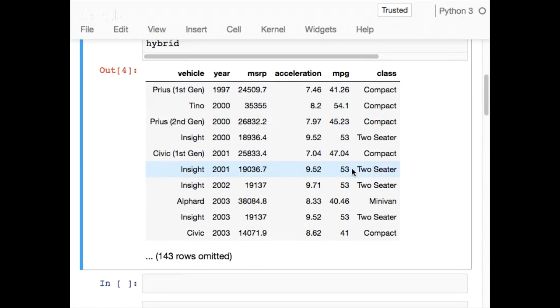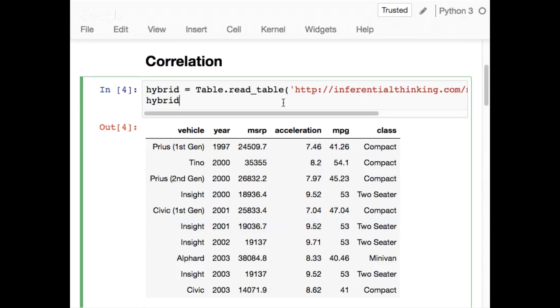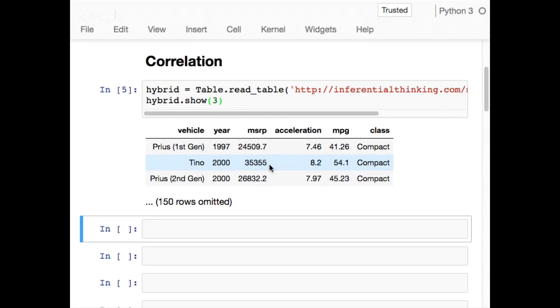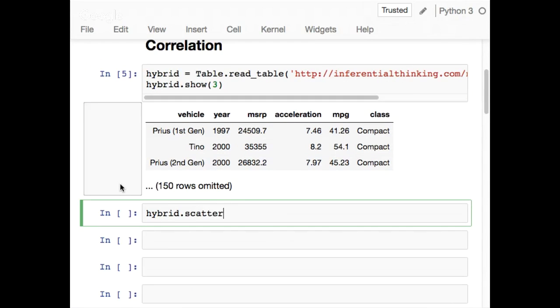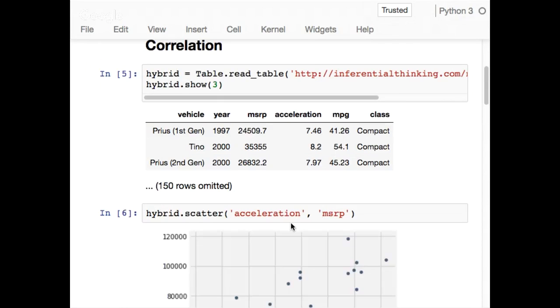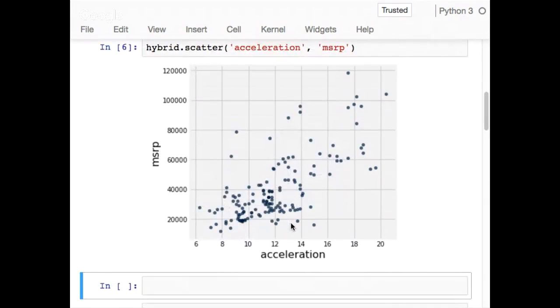Let's take a look at whether there's a relationship between acceleration and how much you pay for it. Okay, so think in your head, what do I think cars will cost as the acceleration goes up? Let's take a look. hybrid.scatter, acceleration, MSRP. Let's see what we have here. We see here acceleration on the x-axis, MSRP on the y-axis.